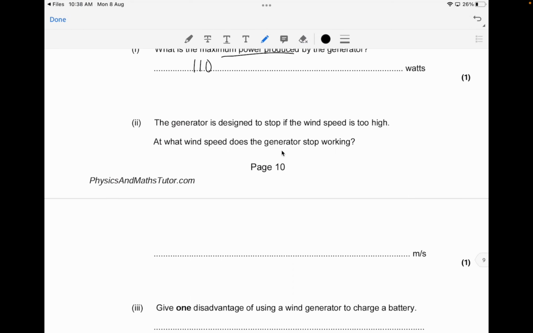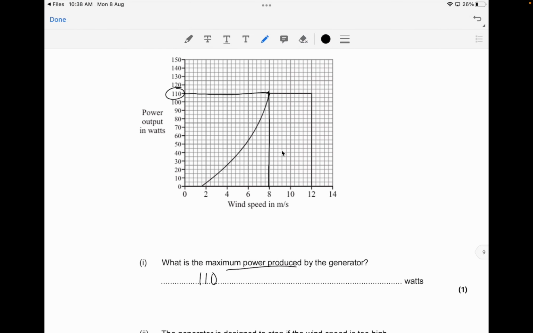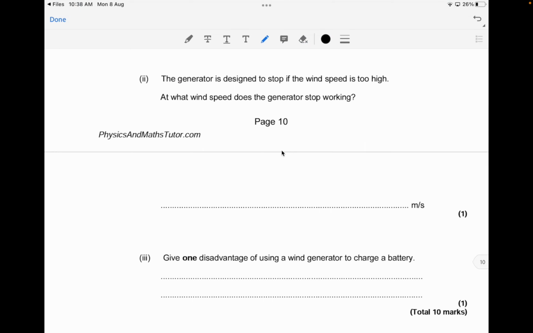The generator is designed to stop if the wind speed is too high. At what wind speed does the generator stop working? So the generator stops working at a wind speed of about 12. That's where it stops. As you can see, there's a horizontal line there. That's where it stops, at a wind speed of about 12 meters per second.